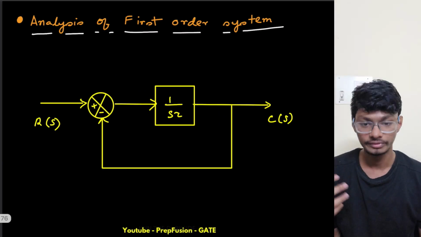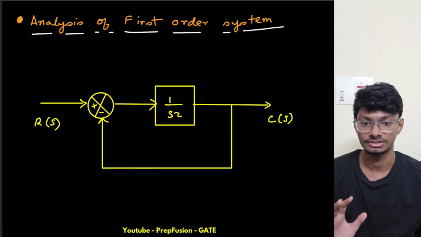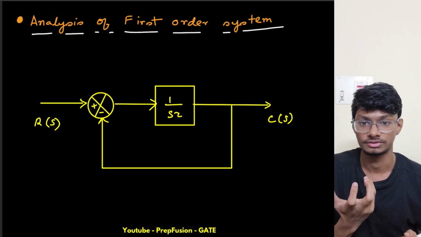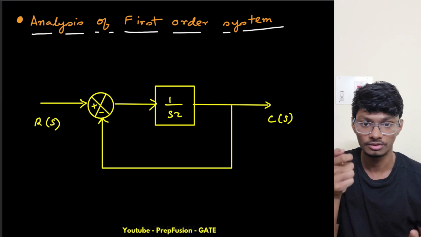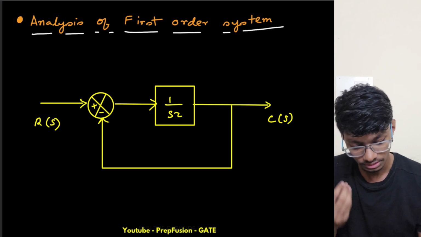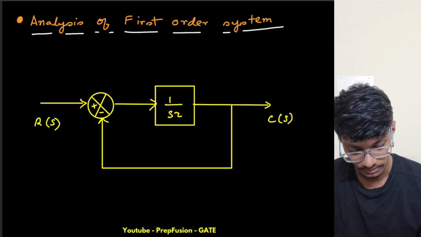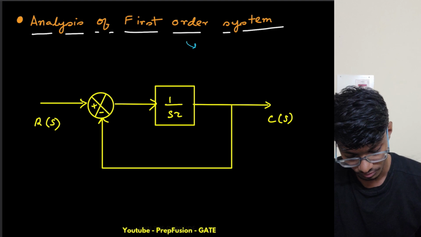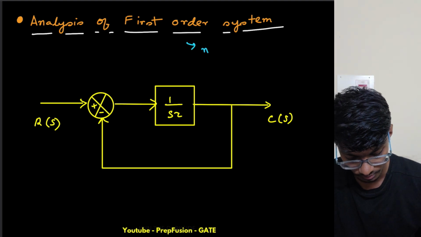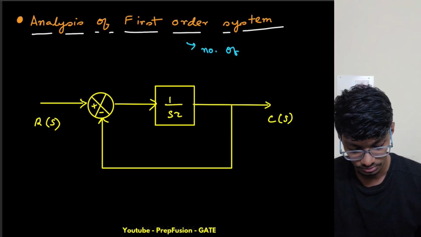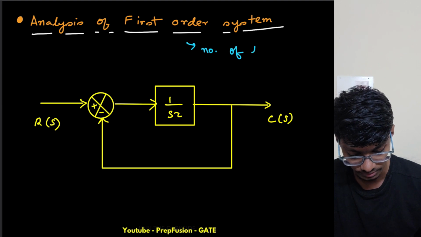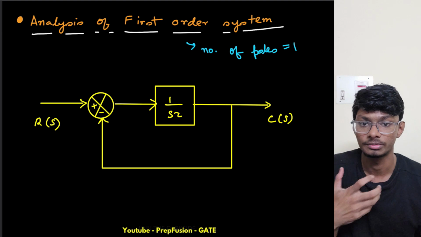So now we will do the analysis for a first order system basically. What do you mean by first order? Order means the number of poles, right? So it is first order. That means here our number of poles will be only one. So the number of poles of the system will be 1. This is basically what we mean by first order.